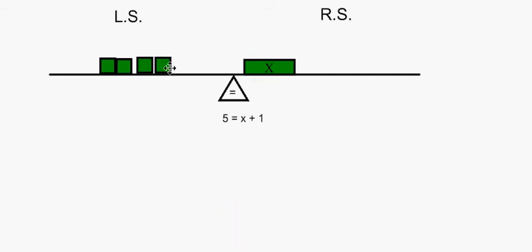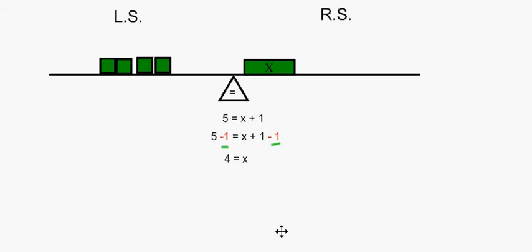I started off with 5. I took away a 1, and I took away a 1, so there it is right there in my work. I took away a 1 and I took away a 1, and so my answer is I'm left with 4 on the left-hand side and x on the right-hand side. And you can leave it 4 equaling x, that's fine.